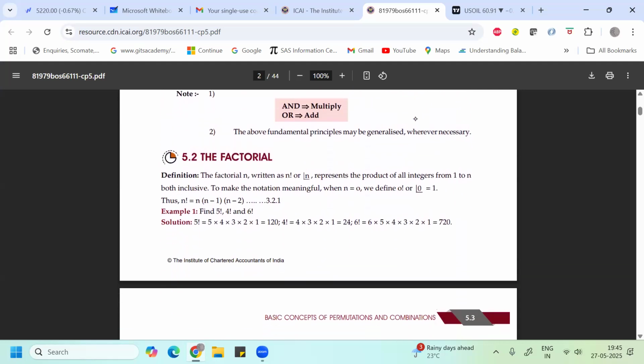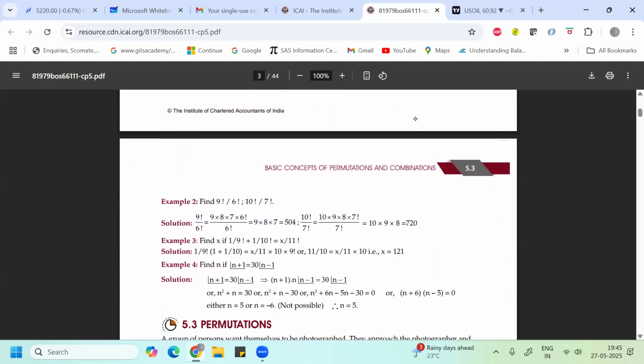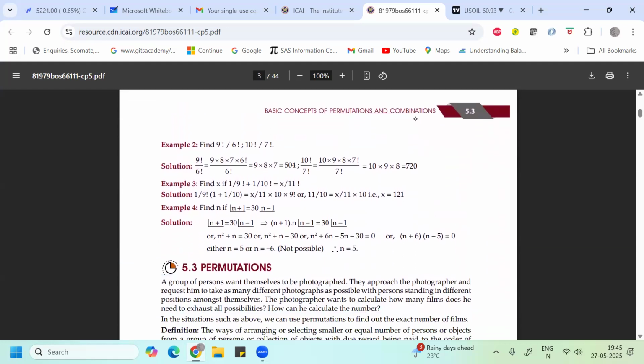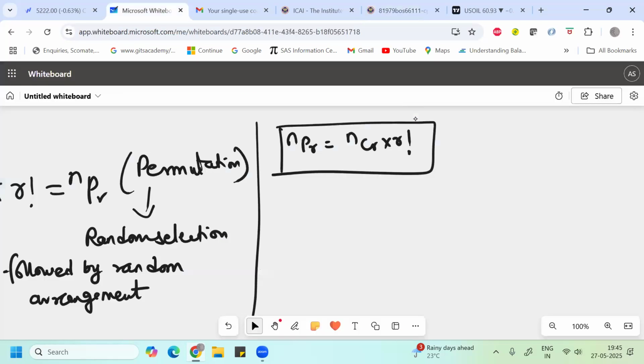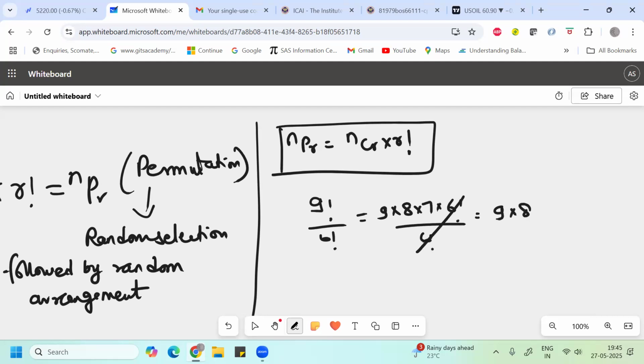What you will study here, the concept of factorial, I have already discussed. You just try to do these examples by yourself. First example, 9 factorial by 6 factorial. This kind of example I've already discussed. It would be 9 into 8 into 7 into 6 factorial by 6 factorial. Then it would be 9 into 8 into 7. 9 8s are 72 into 7. 7 2s are 14, 504.